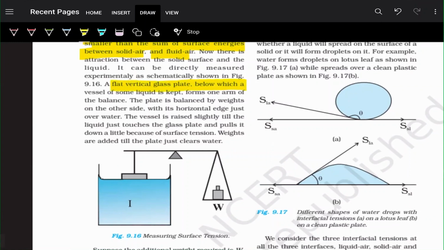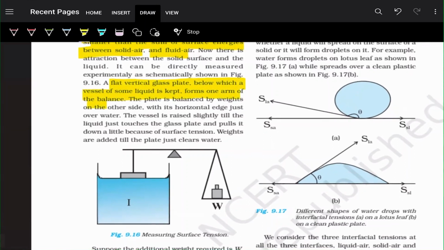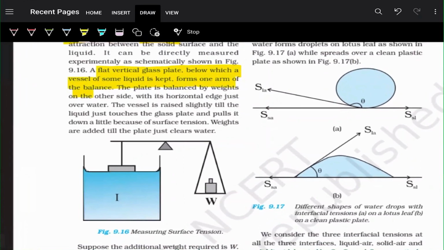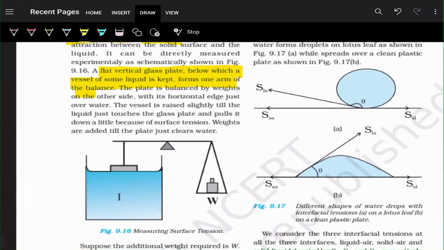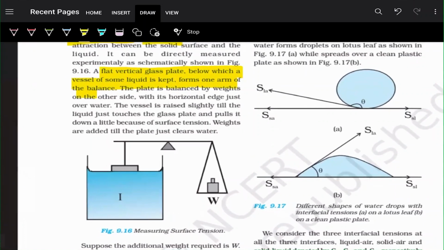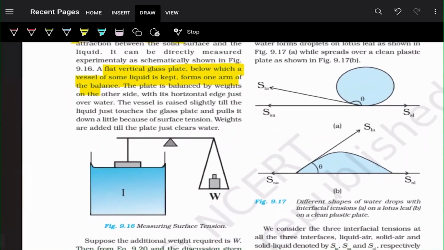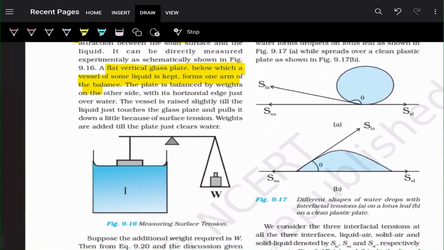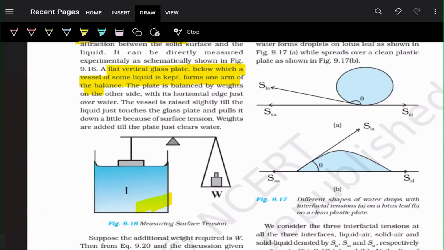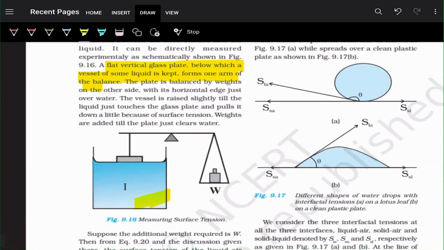See, a flat vertical glass plate below which a vessel of some liquid is kept forms one arm of the balance. And the other arm, the plate is balanced by weights on the other side.